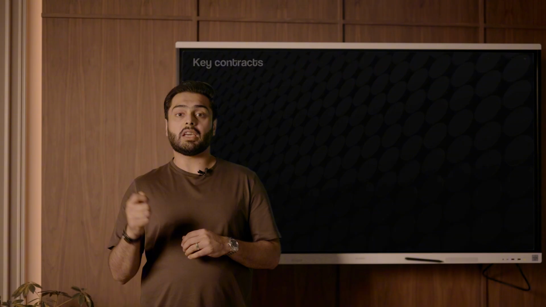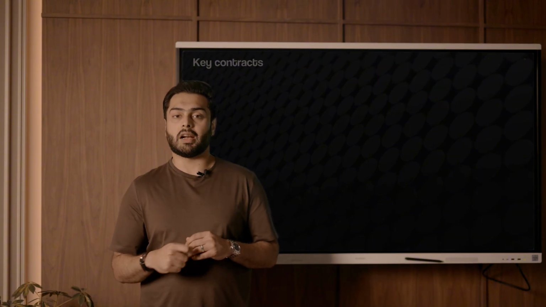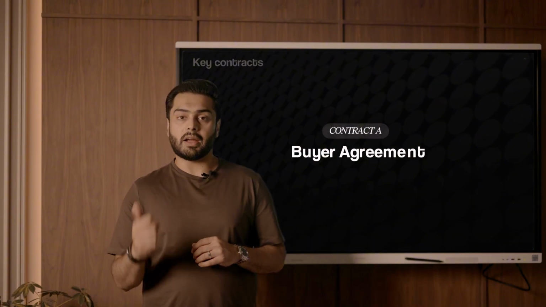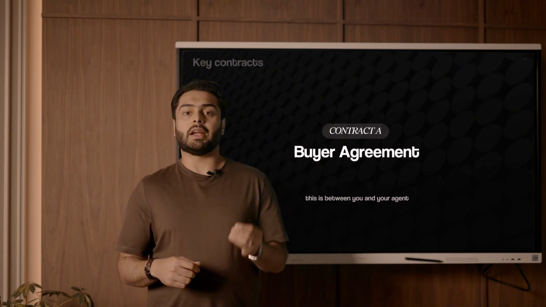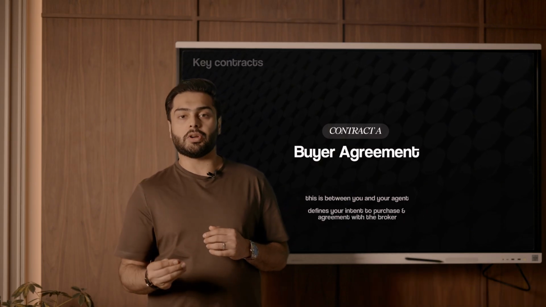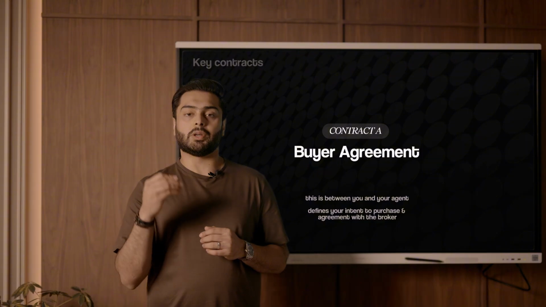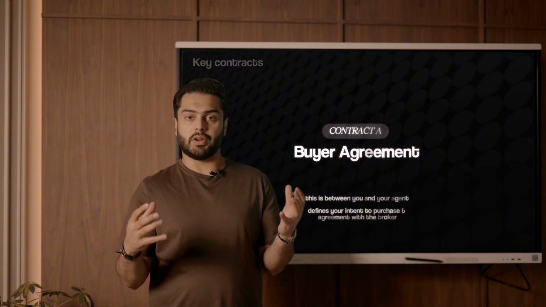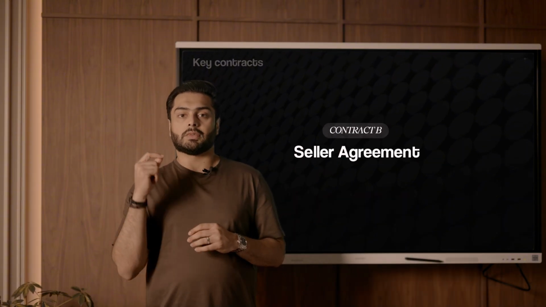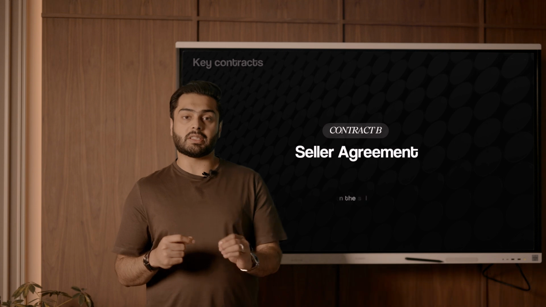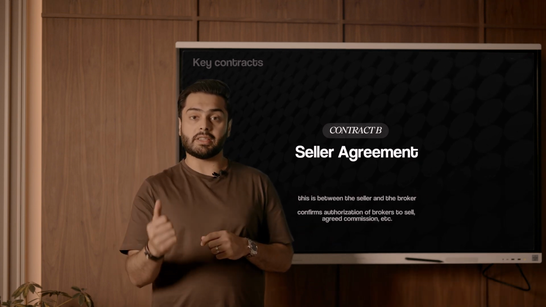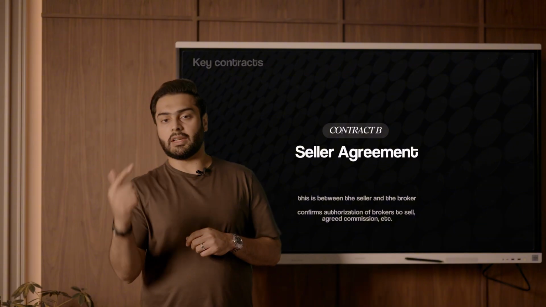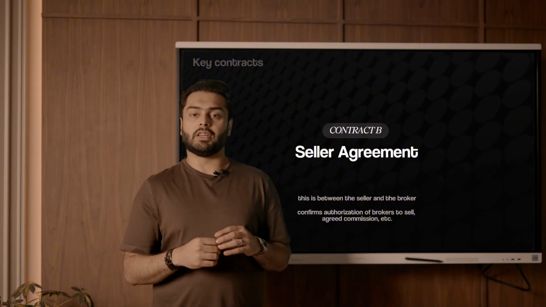So, the key contracts that you must understand. Contract A, buyer agreement. This is between you and your agent. It defines your intent to purchase and your agreement with the broker, the commission agreement. Contract B, seller agreement. This is between the seller and their broker. It confirms the seller is authorizing the broker to sell, the agreed commission, and all the nitty-gritty.